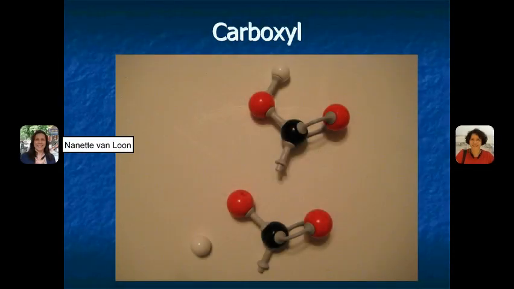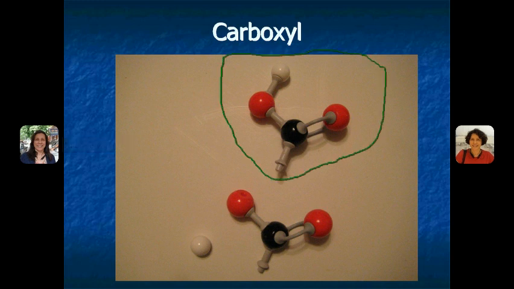We see the carboxyl group here in both the unionized form, which is the upper model, and in its ionized form. The unionized form, you remember, is written COOH. And the ionized form is COO minus, with this oxygen over here having a negative charge and the proton being positively charged.